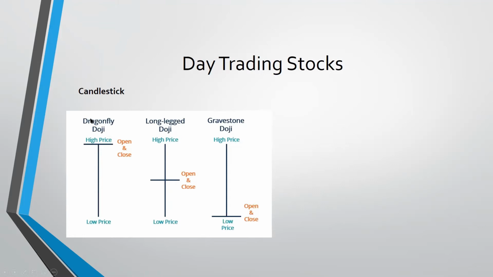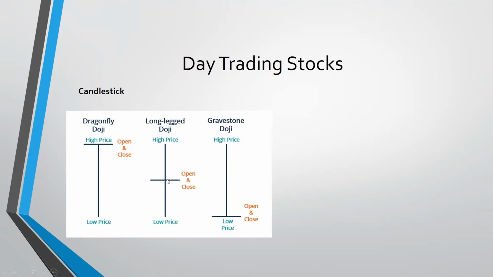The opposite of the dragonfly doji is the gravestone doji. This was the highest price. This was the lowest price. This was the open price and this was the closing price. So the price opened here. It went up to the highest price during the day and then went back down and closed at this price right here. This gave rise to the gravestone doji.